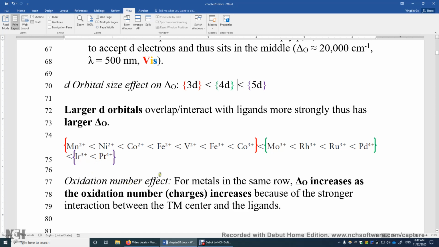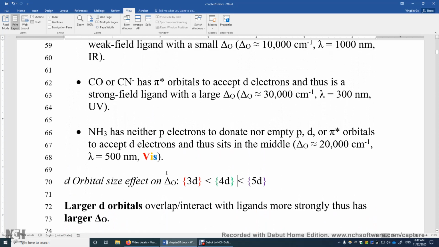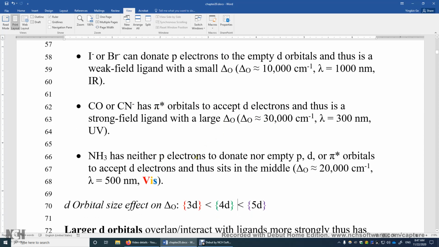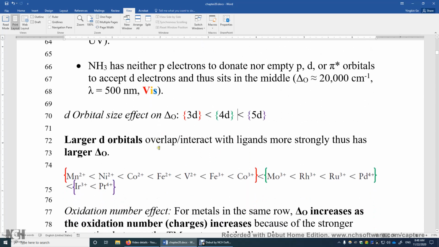So we talked about three different effects, the ligand effects. If the ligand can donate p electrons, you have a smaller delta O. If the ligands have empty pi star orbitals to accept the electrons, you have a large delta O. What if you have neither p electrons to donate nor empty d or pi star orbitals to accept the electrons? Then it's in the middle. So these three are the ligand effects.